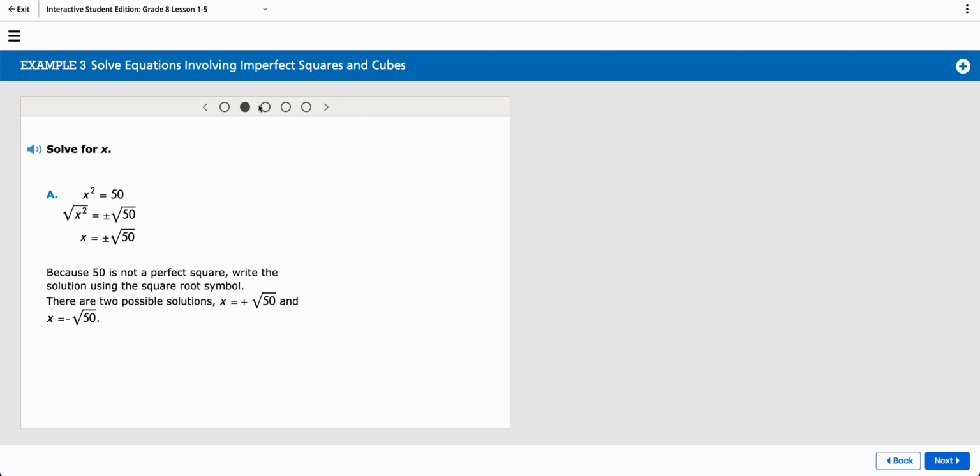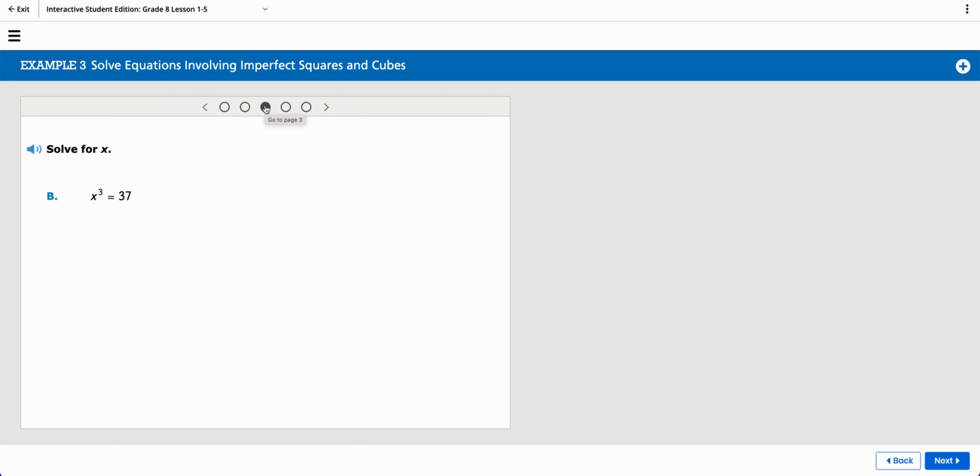What about cube root of a not a perfect cube? Well, they show us here too. X cubed equals 37. So there is one possible solution. It's the cube root of 37. I'm going to leave it in radical form. I'm not going to simplify it. I'm not going to change it to a decimal or anything. Okay? Super simple.